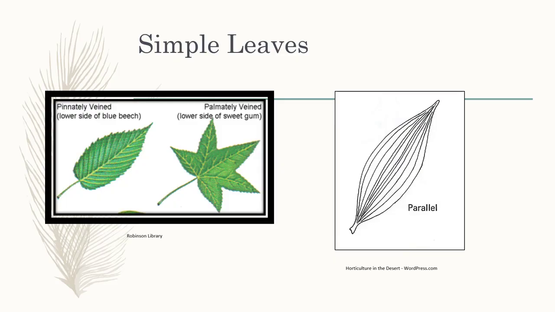So we have simple and compound leaves. And simple leaves, there's a lot of different types. Here we have a pinnately veined leaf, which means we've got one main vein going down the leaf and then smaller veins coming off of that. And then there's palmately veined, and so all the veins come out of the base of the leaf. These are dicotyledons. And then we have parallel veins, and you're going to find that on monocotyledons.